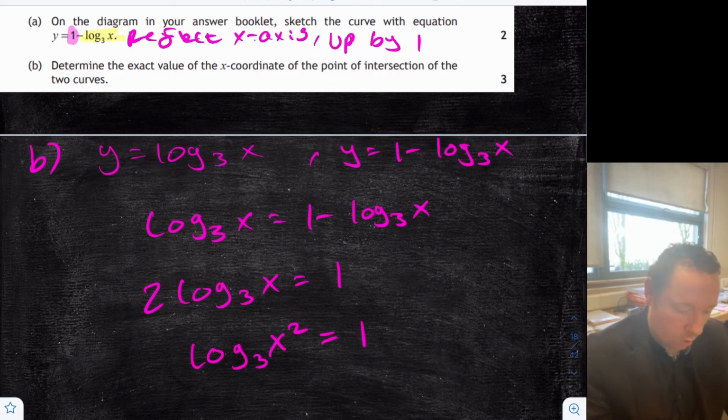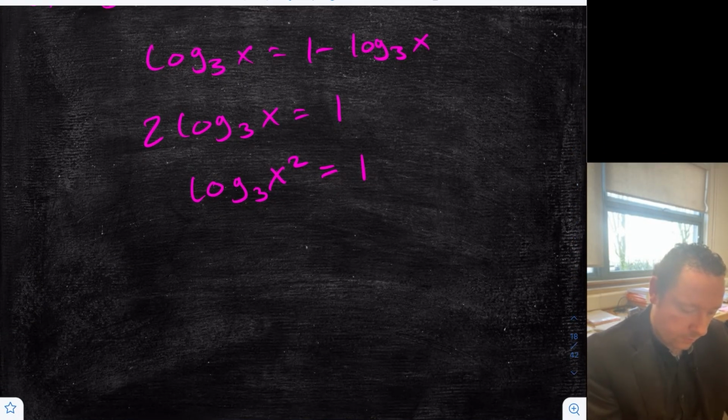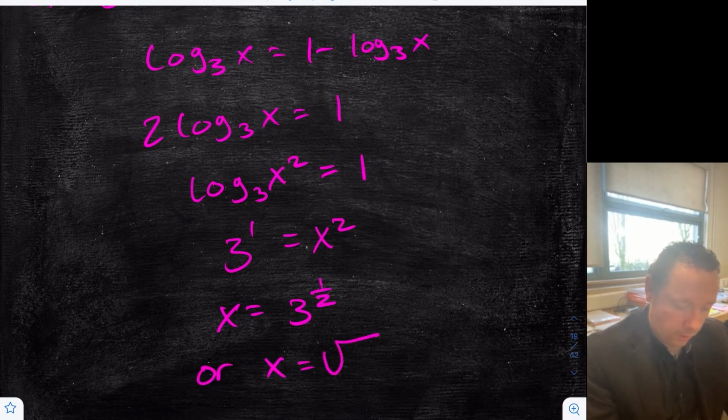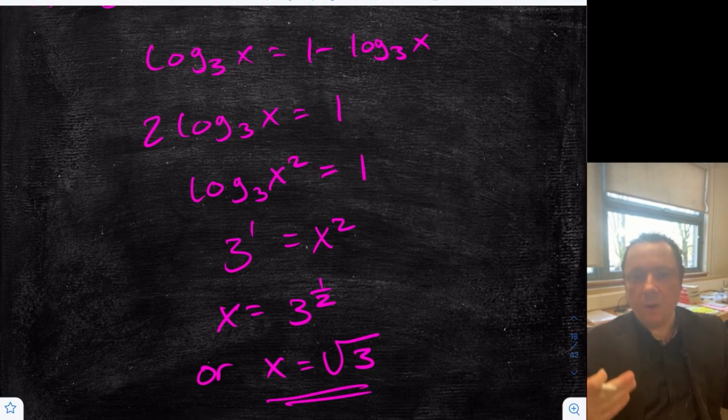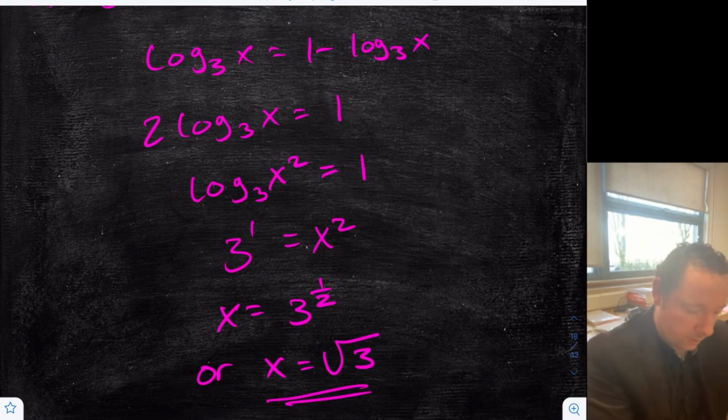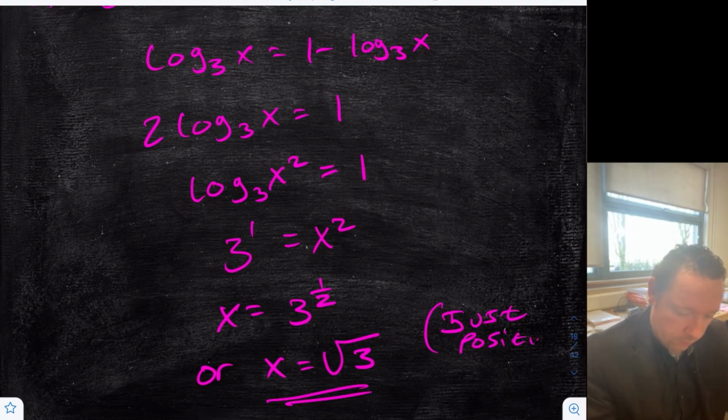Now I've got it in the form log of something equals a number, so 3 to the power of 1 equals x squared. 3 to the power of 1 equals x squared, and therefore I can find x. x equals 3 to the power of a half, or x equals the square root of 3. And we're done there. Notice it'll only be the positive part of this instead of the negative part, because if x was negative, then you would have log of a negative number, which doesn't exist, so it's just a positive. I can take a note of that. Just positive value, as x has to be greater than 0.